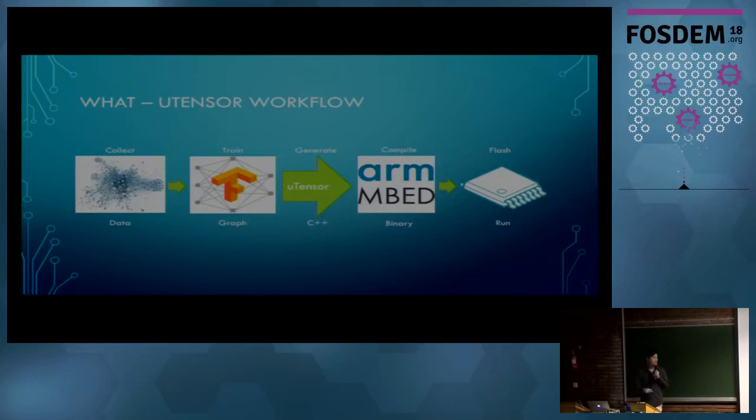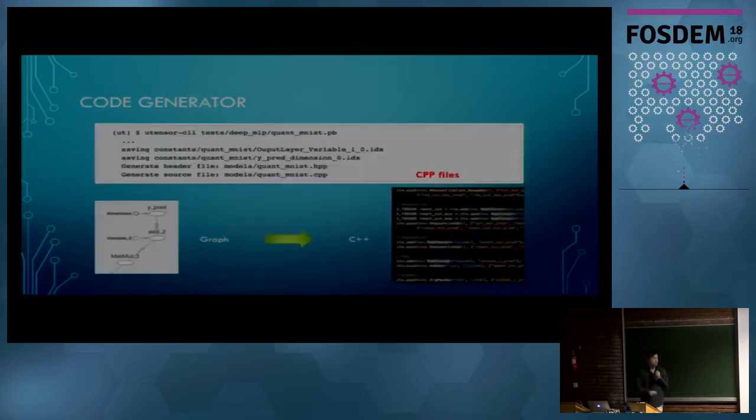We first collect the data, feed the data into TensorFlow, make your network of choice, and we train your model. And that turns out to be a protocol buffer file, a graph. Microtensor takes the graph, generates the C++ code, and also it has a runtime library to be included and imported into mbed. Then it gets compiled, and you flash and run on the microcontroller. That's basically the flow.